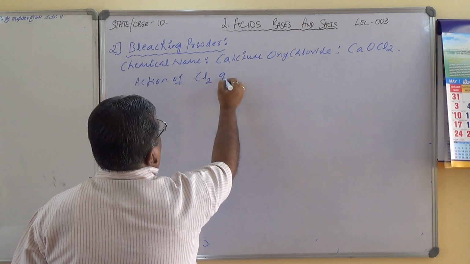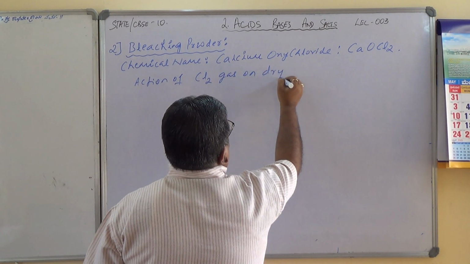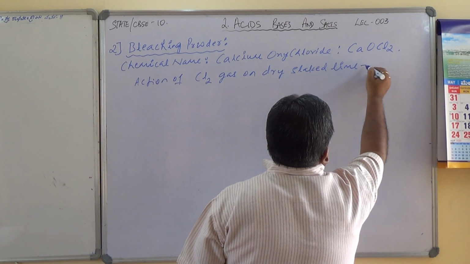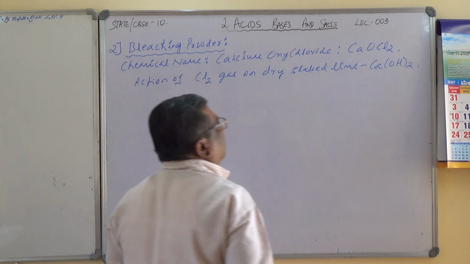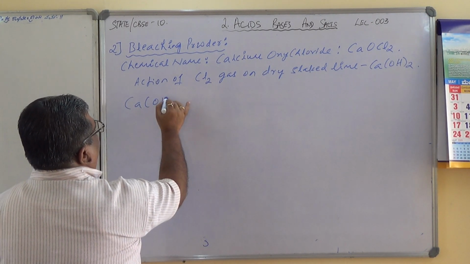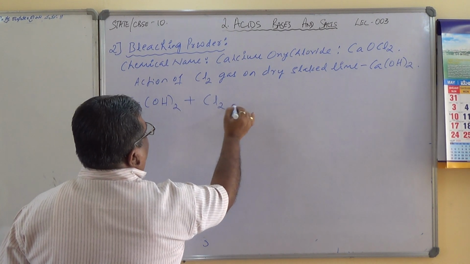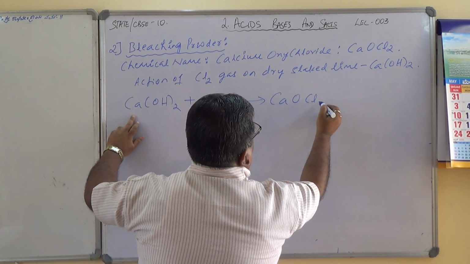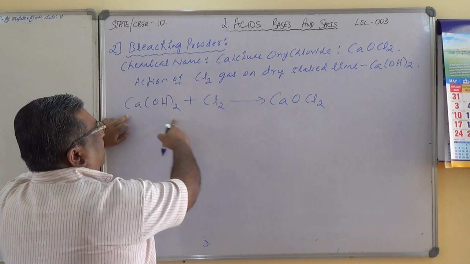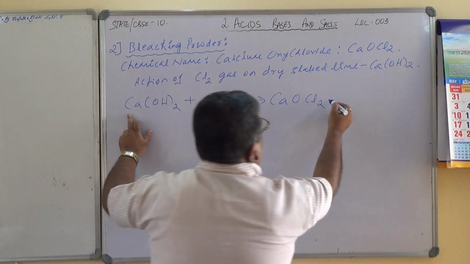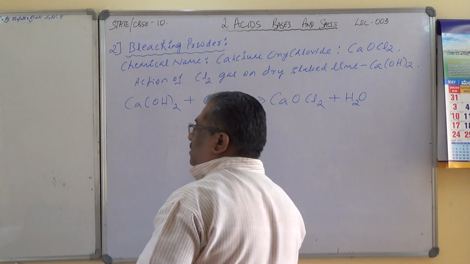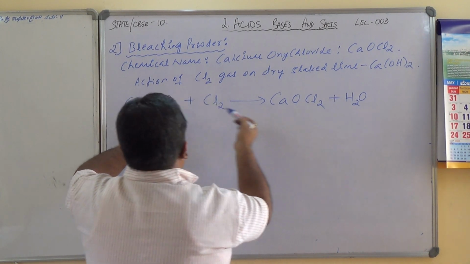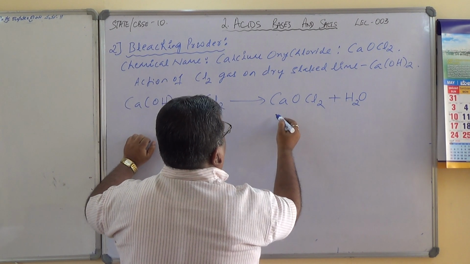chlorine gas, Cl2 gas, on dry slaked lime. Slaked lime is calcium hydroxide, Ca(OH)2. So let us see here, Ca(OH)2 plus Cl2. What is it that you get over here? Calcium oxychloride, CaOCl2. What is the other product formed over here? Calcium oxychloride plus water. Is it balanced? 2 hydrogen, oxygen 2, 1, 2, chlorine 2, it is balanced. So this is calcium oxychloride, which is a bleaching powder.